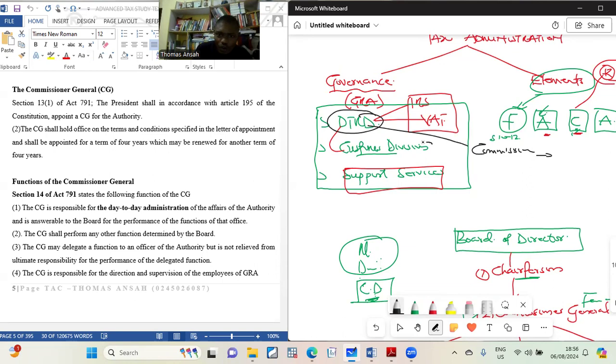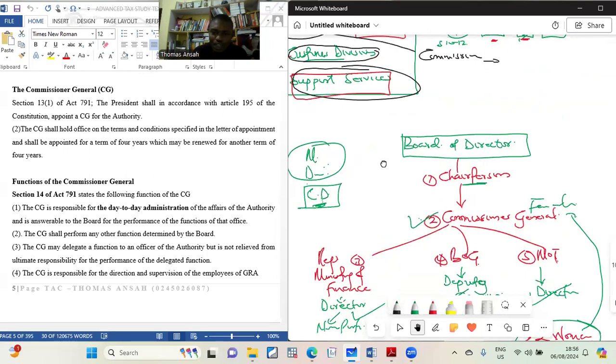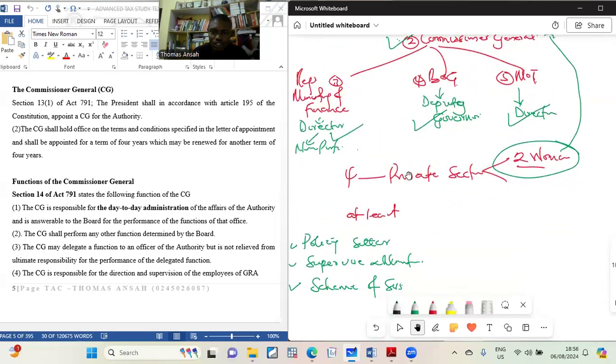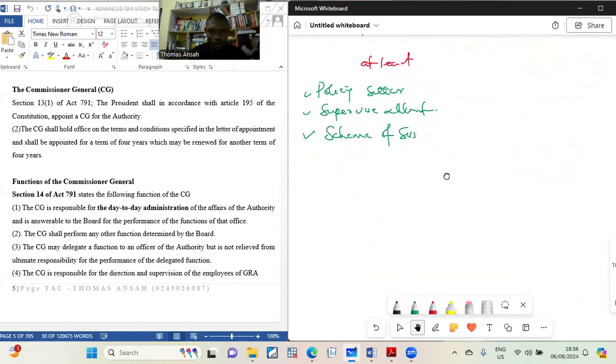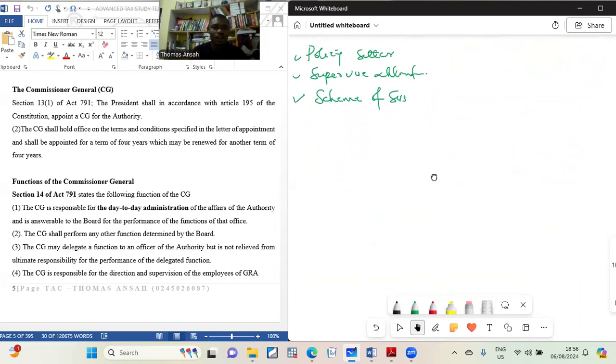Then we have the commissioner for customs too. We have the commissioner for support services too. So each department or division has a commissioner, but the overall head is the one we call the Commissioner General. That is the one who was asked to leave office when the Amishadai issue came. Now we have a woman in the Commissioner General position. So basically that is that.